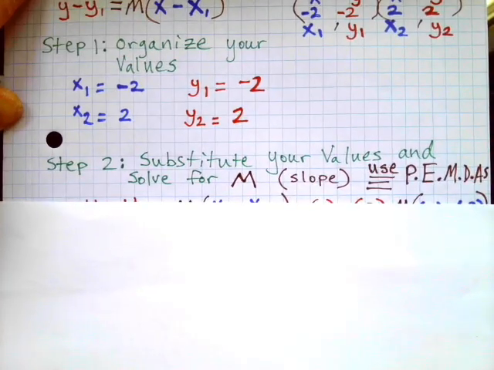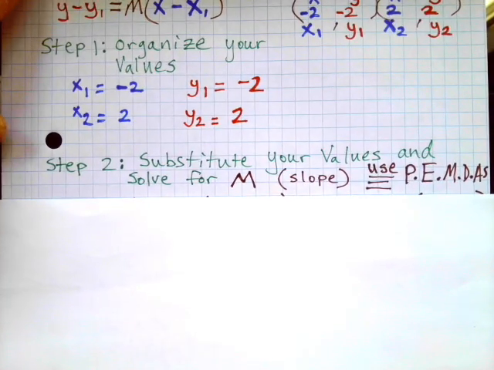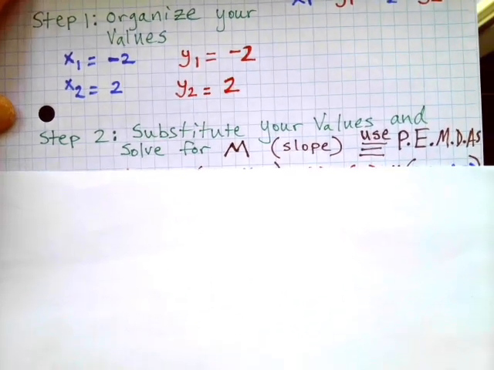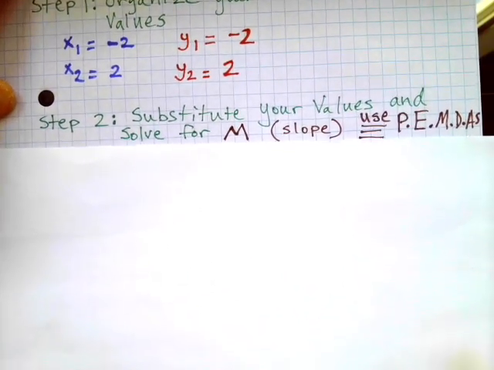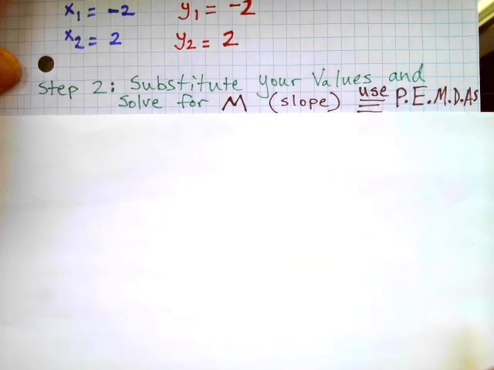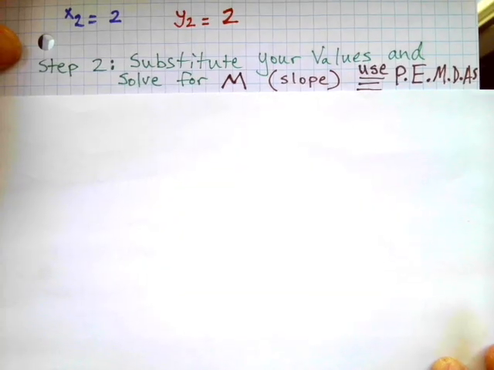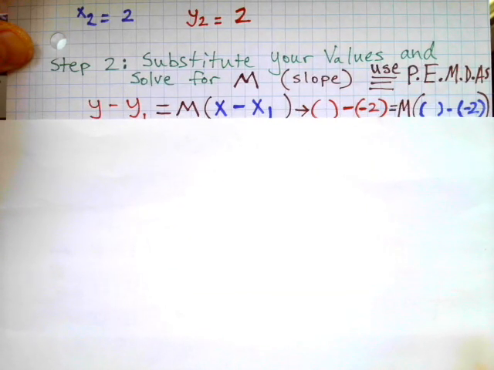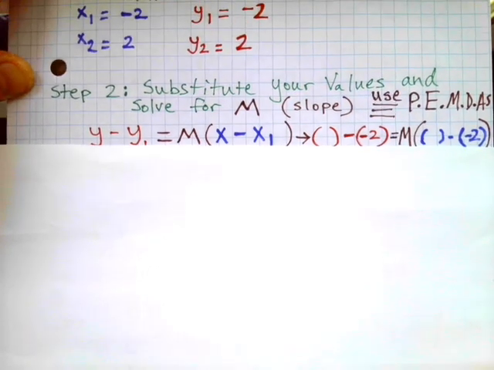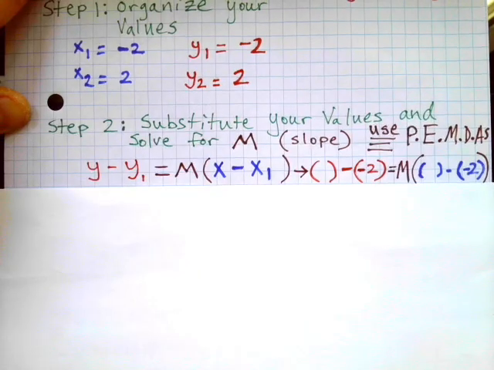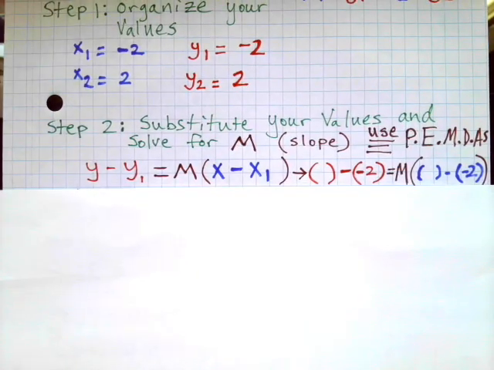Right? So step 2, substitute your values, solve for m, find the slope using PEMDAS, order of operations. Parentheses are first, then exponents, then multiply, then divide, then add and subtract your last steps. So I'm showing you here. Well, let me bring it down. Let me show you my organized values. There we go. That'll make it a little bit easier to follow along.